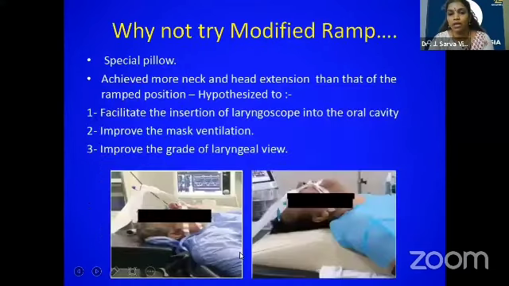And now the authors of this article have come up with another position called the modified ramp position, using this special pillow that we had seen already. They claim that this achieved more head and neck extension than that achieved in the ramp position. So it facilitated the insertion of the laryngoscope into the oral cavity, improved the mask ventilation, and improved the grade of the laryngeal view.